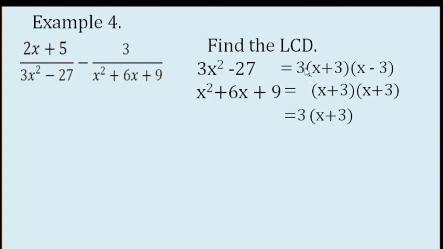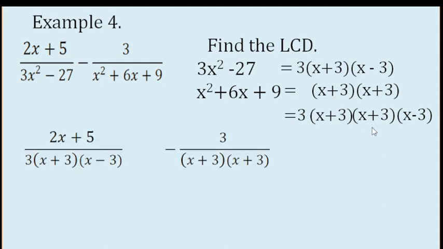Now, notice here that we have 3 by itself. We bring it down. The x plus 3 here is the common binomial factor. We count this as 1. And what are left here are x minus 3 and x plus 3. We will write these two factors down. So our LCD is 3 times the quantity x plus 3 times the quantity x plus 3 times the quantity x minus 3.